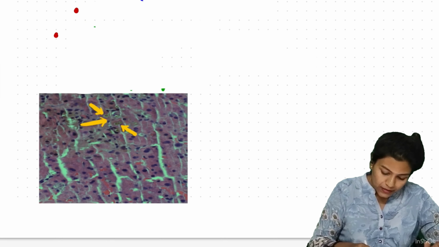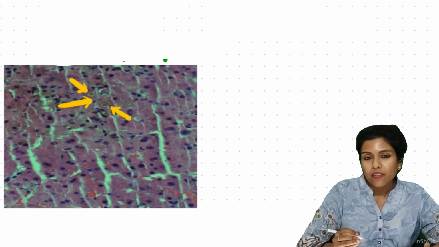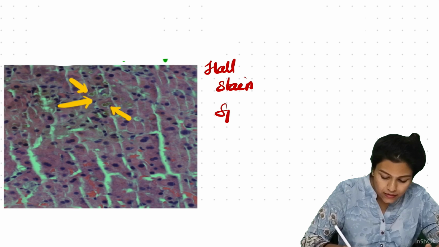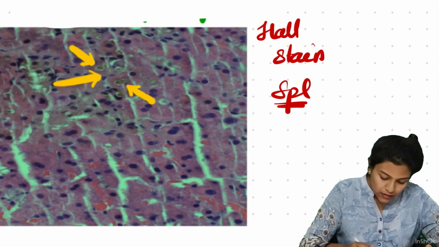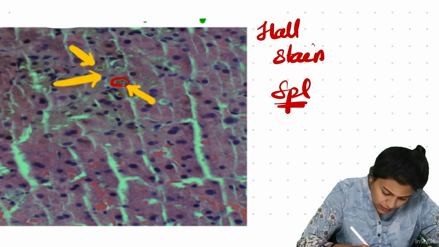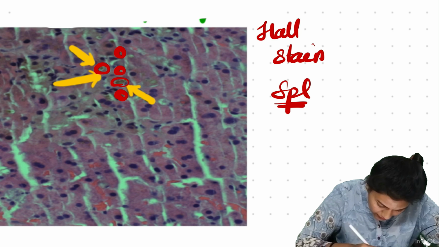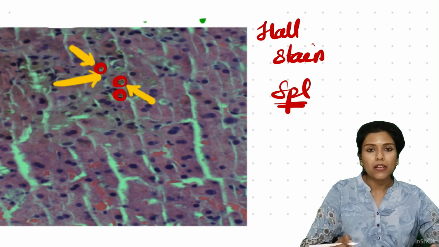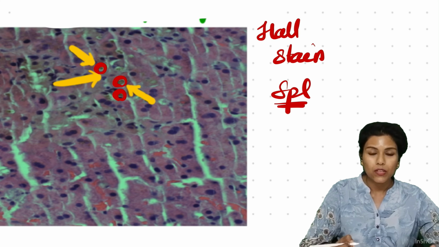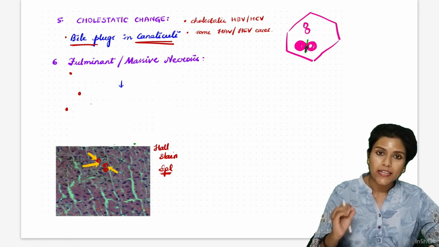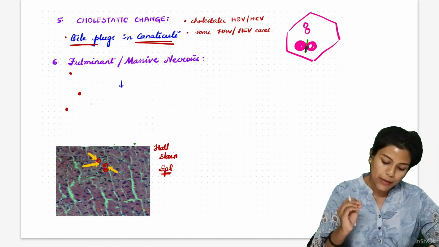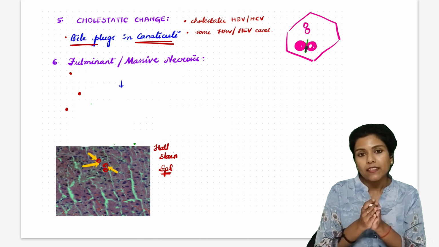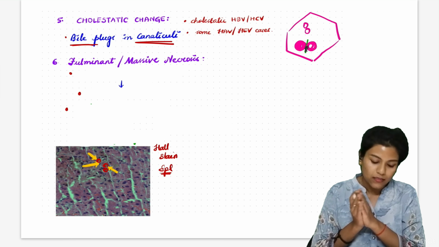In this H&E stain, the special stain for bile is the Hall stain. Hall stain is the special stain for bile. Here we can see these yellow pigments in between the hepatocytes. These are the bile plugs, bile plugs seen in the biliary canaliculi. So this is seen in cholestatic changes in hepatitis B and hepatitis C because there is chronicity or excess inflammation. So channels get blocked. Therefore, bile plugs are formed.